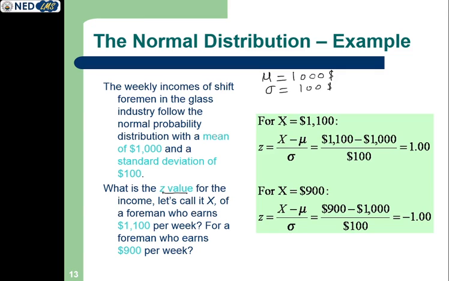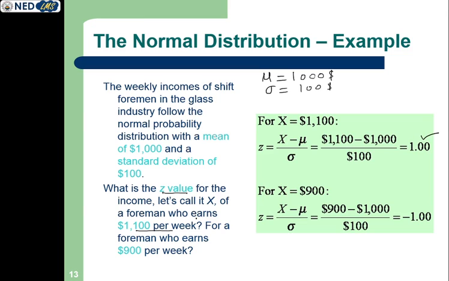Here x is equal to $1,100, the value earned. So use x minus mu upon sigma, the formula of the z transformation: put the value of x, and put the values of mu and sigma as well. This becomes 1.0, which is the value of z.